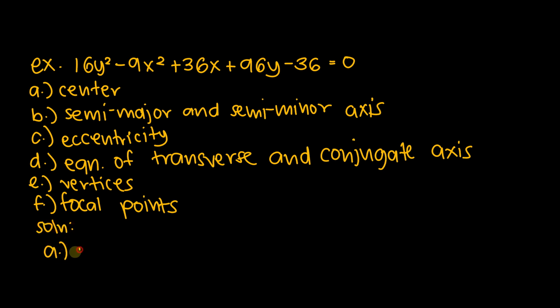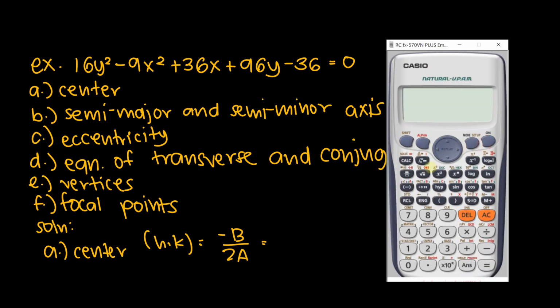So letter A, ang center, di ba, H and K, that's negative b over 2a. So, kuhaan na nato siya ha. So, gamit lang ta calculator technique. So, negative b over 2a. So, calc. So, ang b na to get the x coordinate of the center. So, b na to is the coefficient of x. That's 36. A na to is the coefficient of x squared. So, that's 16. Negative 9 over 2.